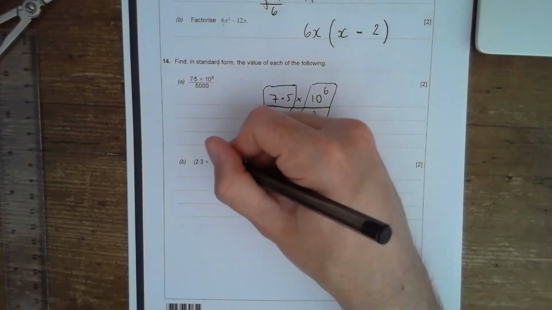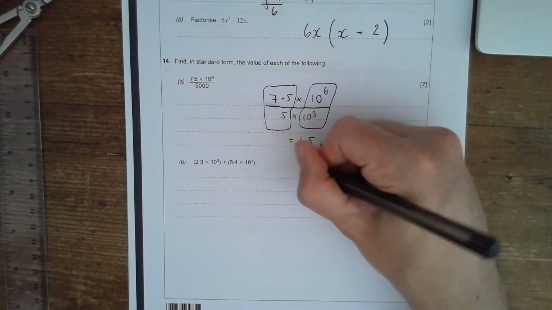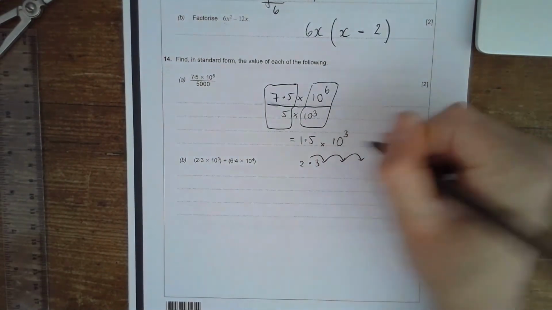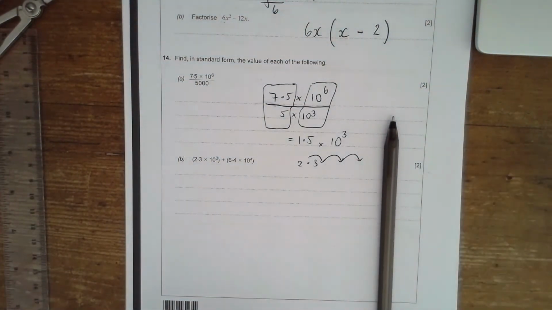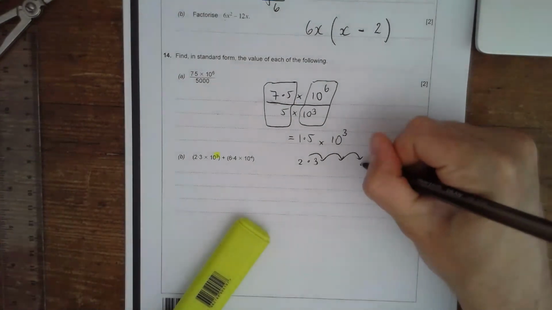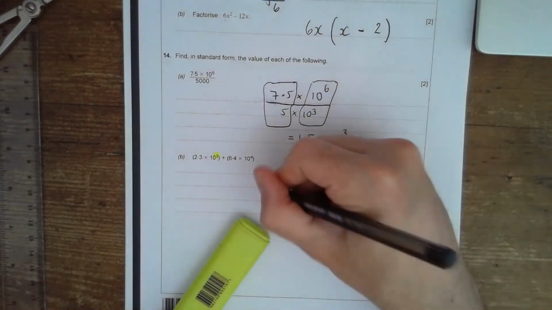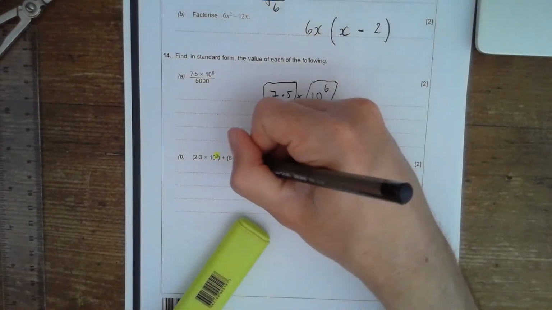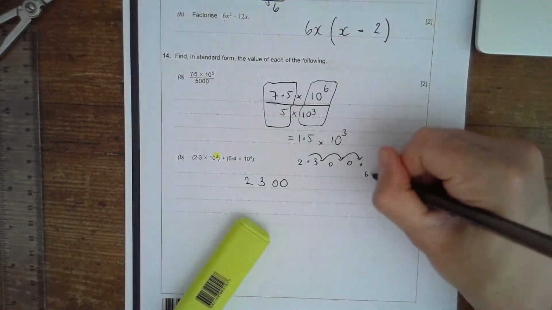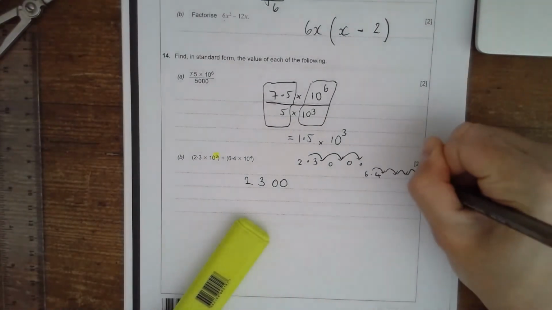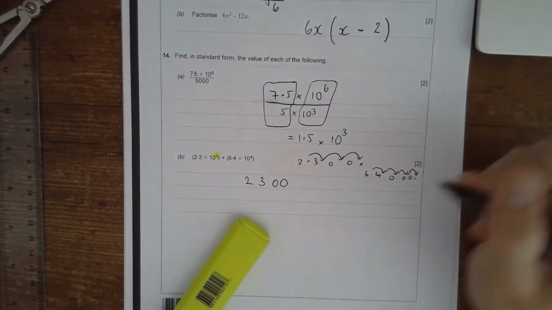So 2.3 times 10 to the power of 3 would move that decimal point 1, 2, 3 times because it is the power of 3. Okay? Now, that would then effectively come here and I'd have noughts in between. So it's going to come 2300, 2300. And then 6.4 times 10 to the power of 4 would move it 1, 2, 3, 4 times to there. So it's a slightly bigger number.